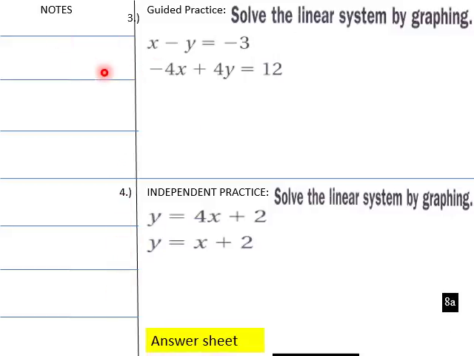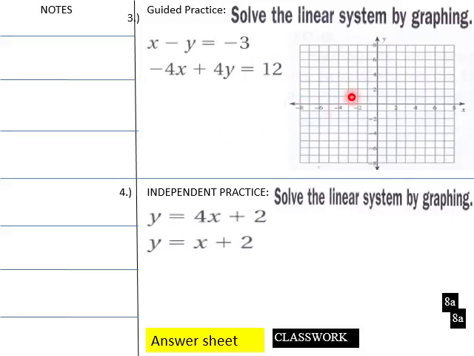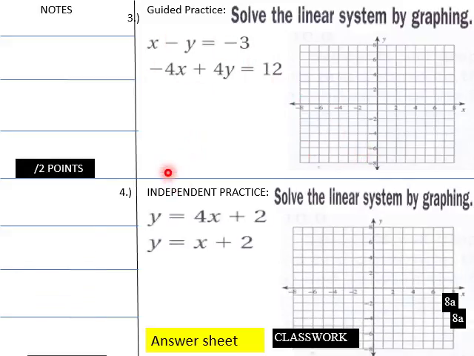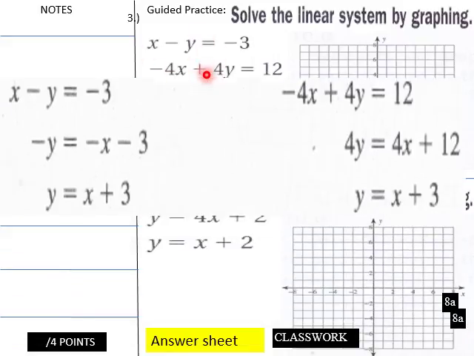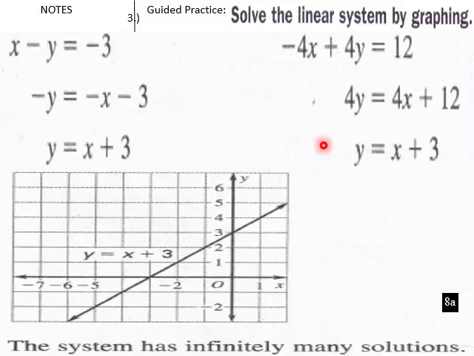Okay, let's do our guided practice here. So here's our grid. Here's our system. So where do these intersect? Well, we have y equals x plus 3. Wait a minute here. Solve the linear system by graphing. They're both the same line, so I have infinitely many solutions. When they're the same line, they'll have infinitely many solutions.